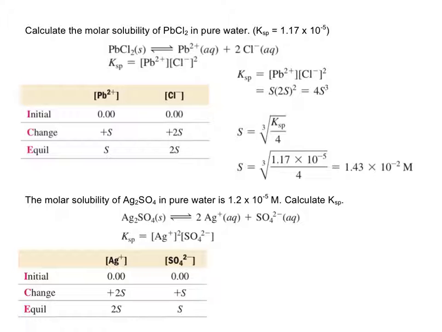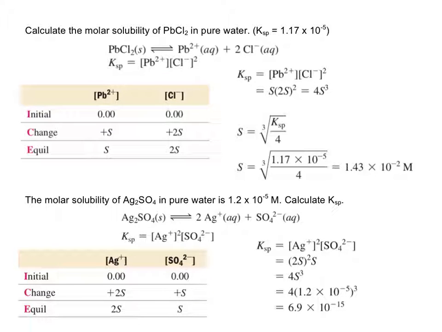So our Ksp expression is going to be equal to 4s cubed, and you'll find that that's the case anytime you have an ion that's plus 2 or minus 2 with one that's plus 1 or minus 1. Then Ksp is going to be equal to 4 times 1.2 times 10 to the minus fifth, cubed, because 1.2 times 10 to the minus fifth is our s value in this case. So we're just going in the opposite direction to find our Ksp. When we multiply that out, you get 6.9 times 10 to the minus 15th as your Ksp value. And remember, equilibrium constants do not have units, so that value doesn't have any units.